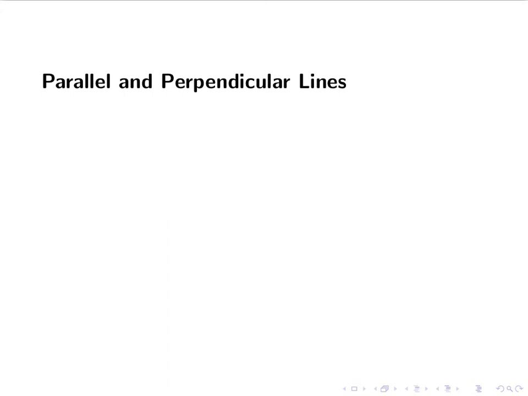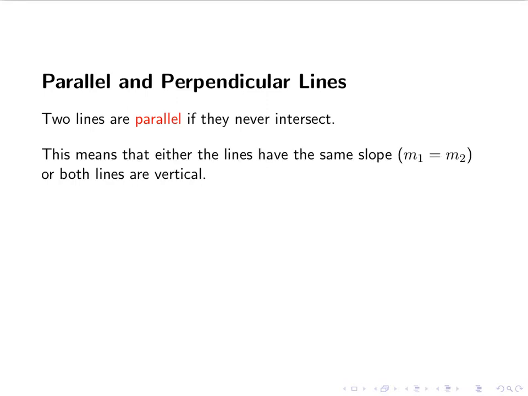Hello everyone, today we're going to look at parallel and perpendicular lines. Two lines are parallel if they never intersect. And what that means via their slopes is that either their slopes are the same, so M1 equals M2, or both lines are vertical. Remember, vertical lines don't have a slope, so I can't say their slopes are equal.